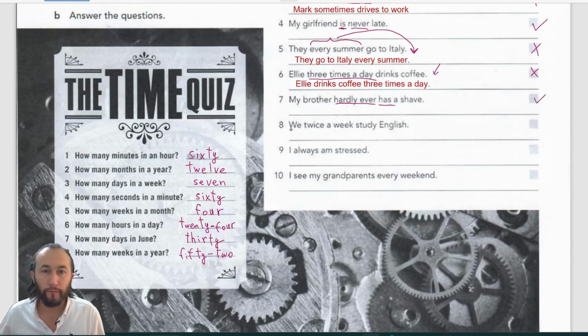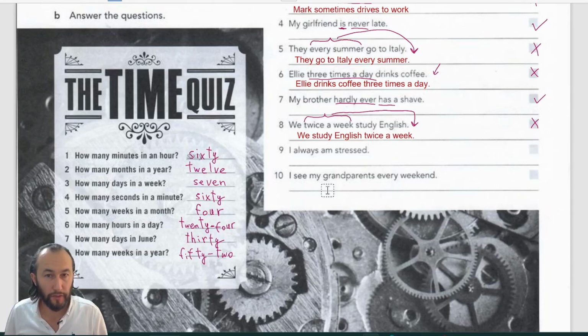Number 8, we twice a week study English. Again, twice a week is an expression of frequency. And as I said, the right place for them is at the end of the sentence. So that's wrong. We're going to cross it and write the correct form. So, we study English twice a week.